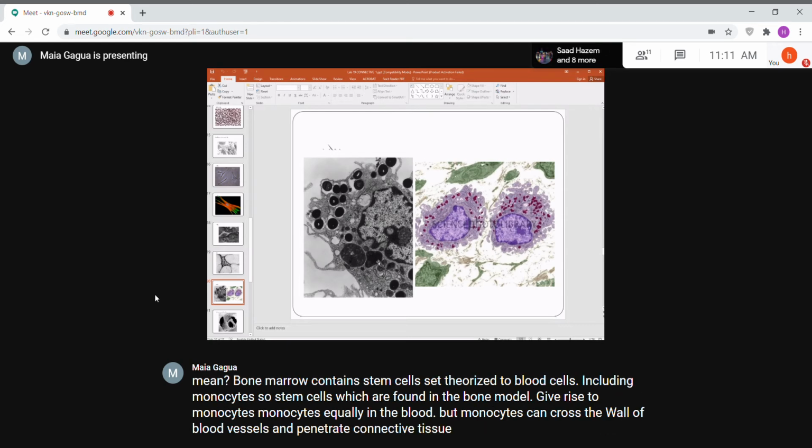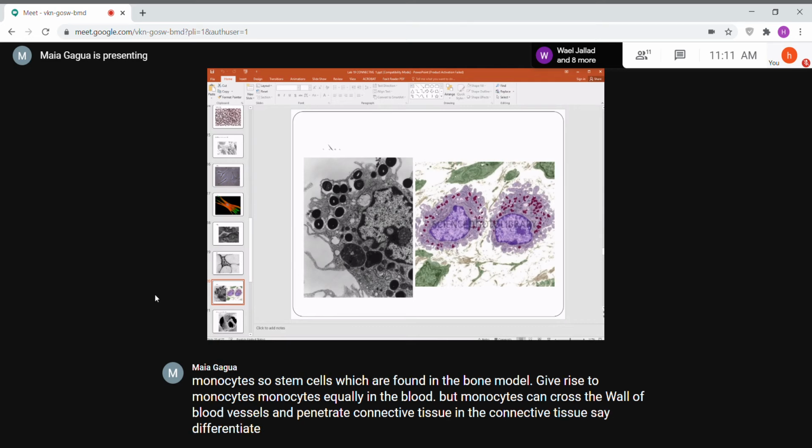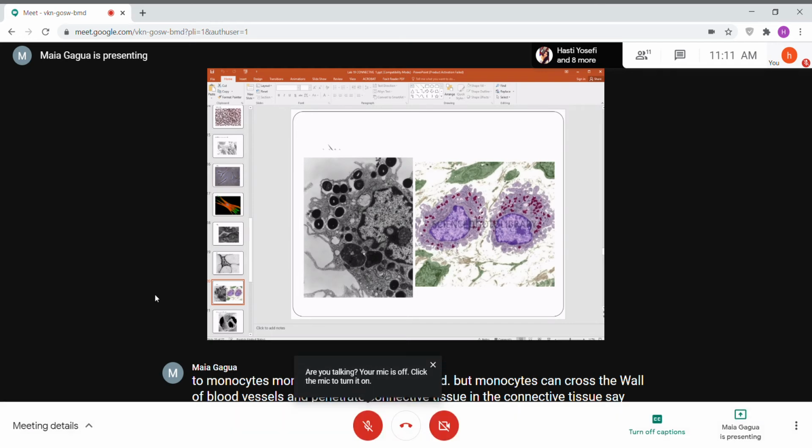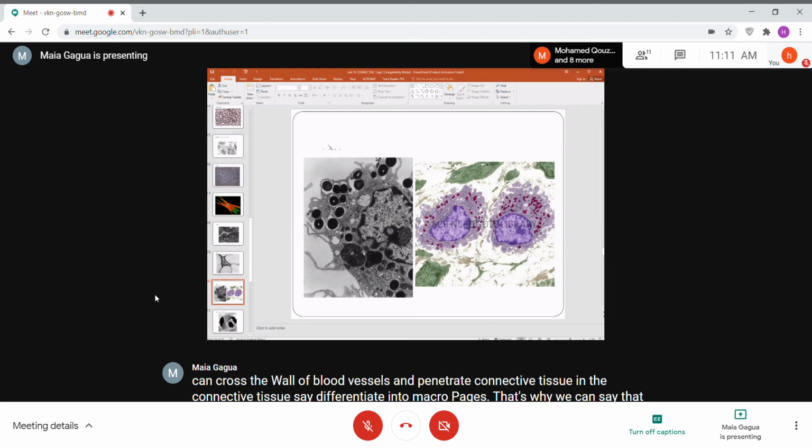In the connective tissue, they differentiate into macrophages. That's why we can say that macrophages are monocyte-derived cells. What is characteristic for these cells? Phagocytic activity. They can engulf dead cells, bacteria, and other invaders. They can engulf components of extracellular matrix.